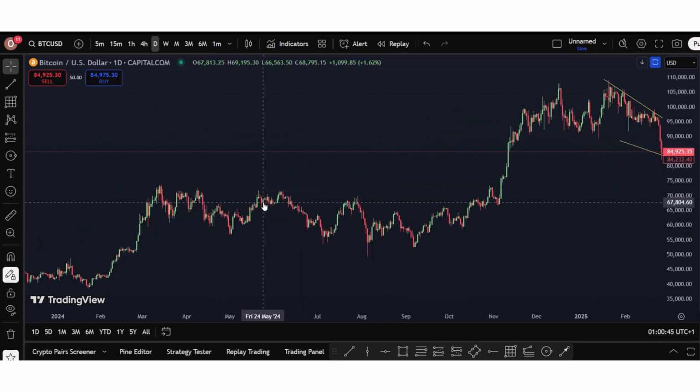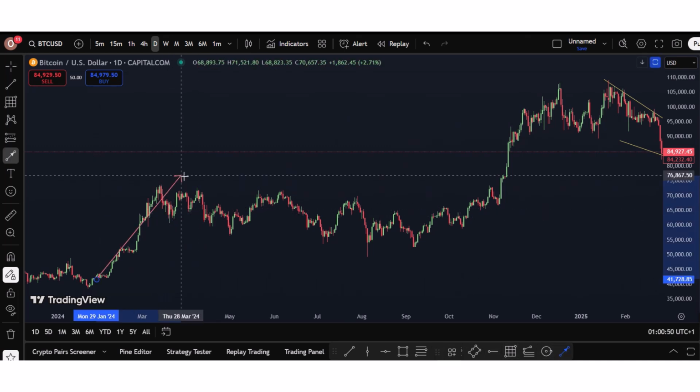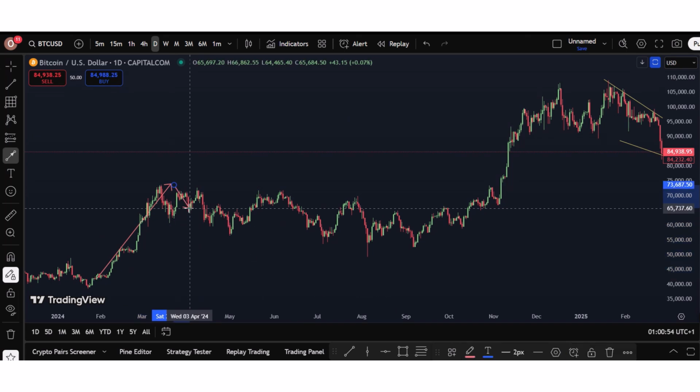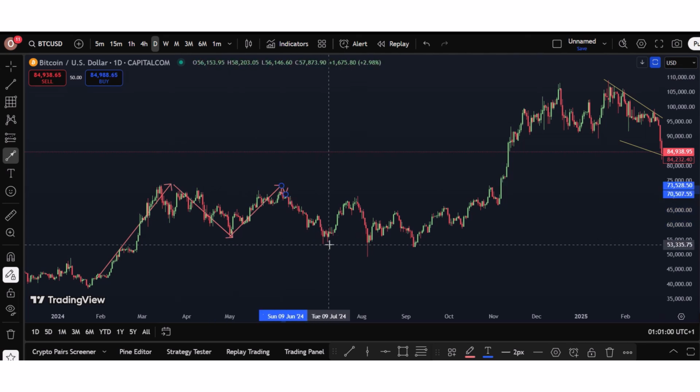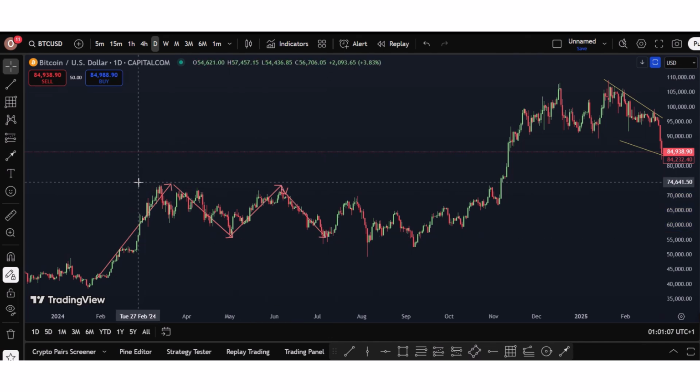Let's talk about this double bottom. You can see this double bottom that we saw here. It came here, came here, came here. Can you see this double bottom? That's a liquidity. So price will take out this liquidity, and you can see a falling knife forming somewhere.